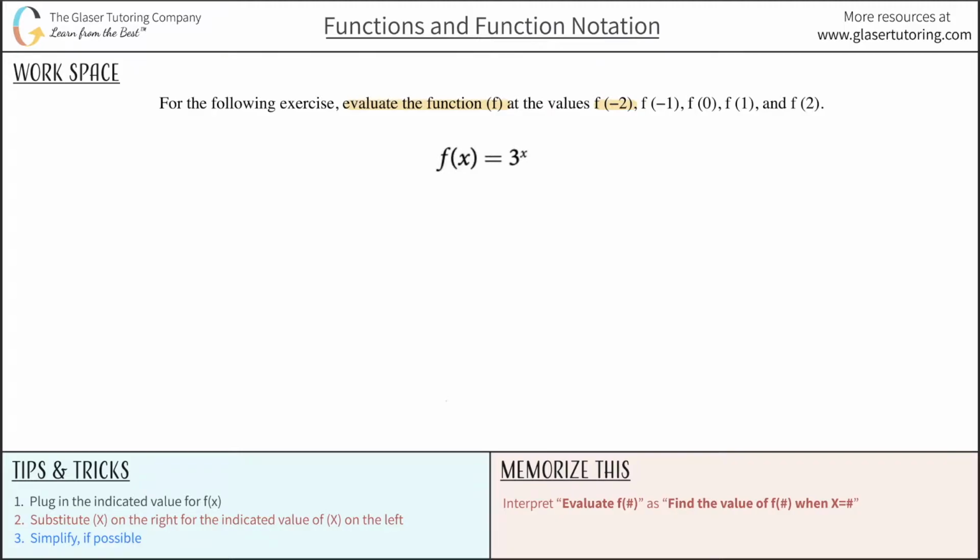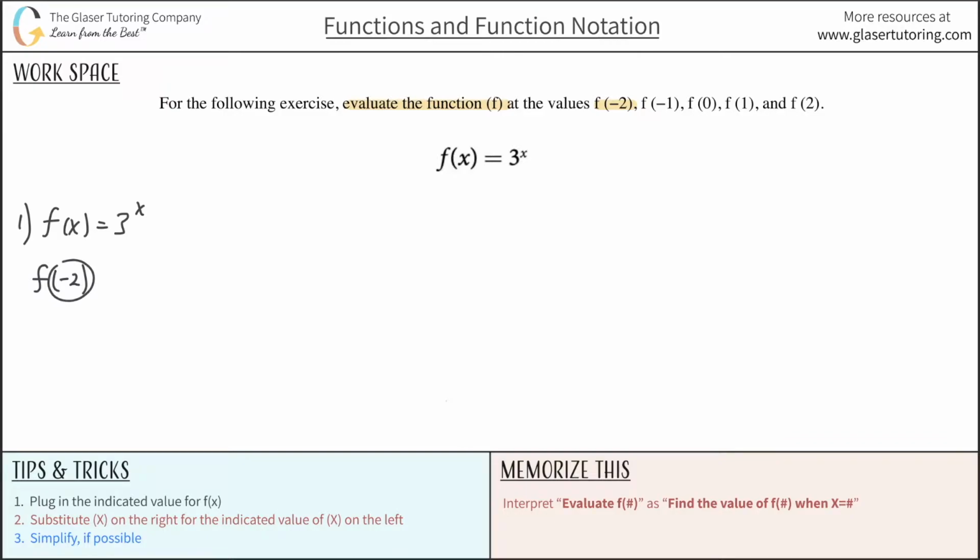So what we need to do is, first, rewrite the equation just to make everything neat and orderly. The next thing to do is to follow the steps. So what we're going to do is plug in the indicated value of x. The first one is f of -2. So simply plug in -2 for x.